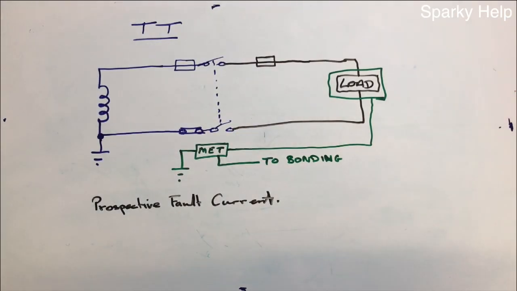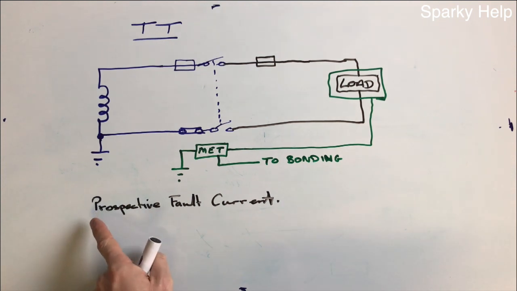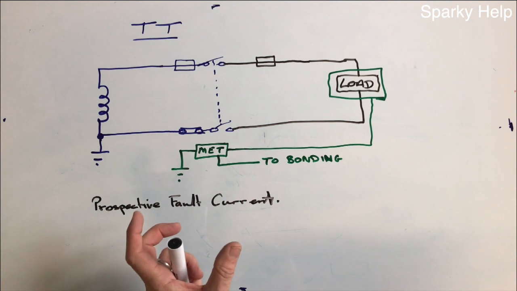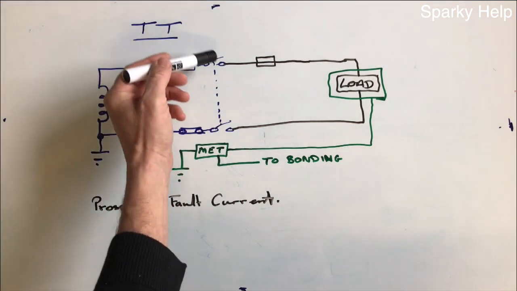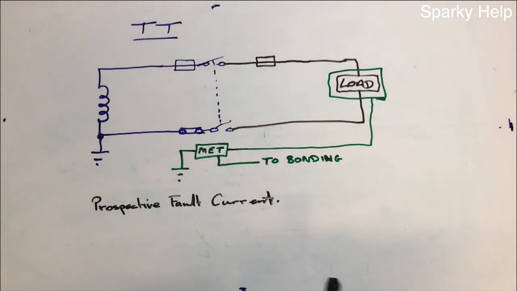Prospective fault current on a TT installation. So basically the fault current that we're looking for on the test sheet, as we've already looked at, is the maximum amount of fault current that will flow between any particular fault. And in this case, we're looking at the origin of the installation on here. So what do you need to do it?